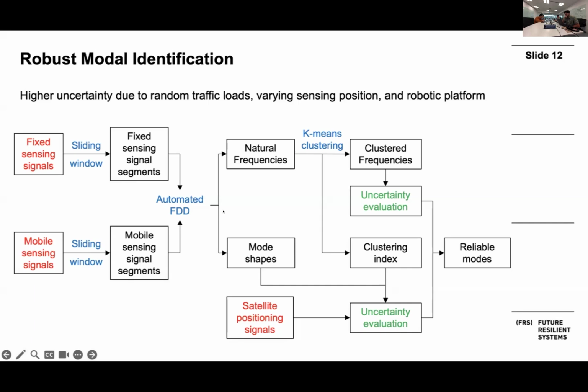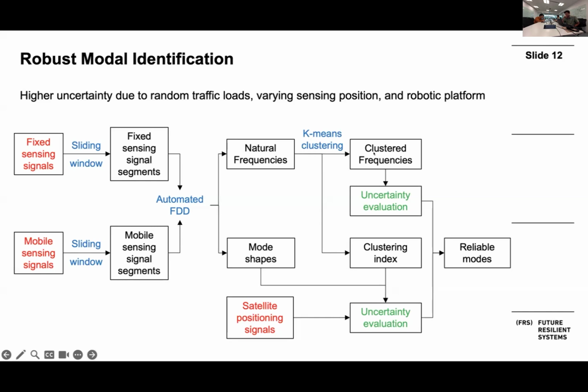Here, we don't identify damping ratios because the vibration signals we collected are significantly influenced by the vibration of the robot as well. The robot has its own damping characteristics. Considering this, damping identification using a mobile sensor would be very difficult, so we just give up. Anyway, based on the natural frequencies and mode shapes, we now perform k-means clustering.